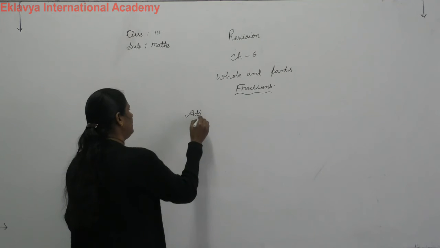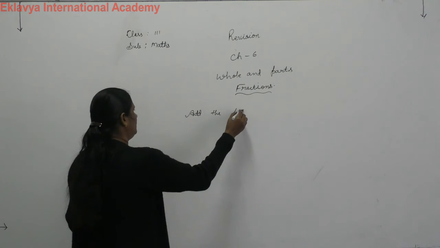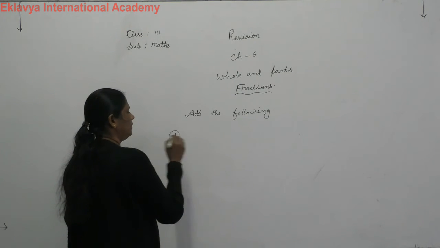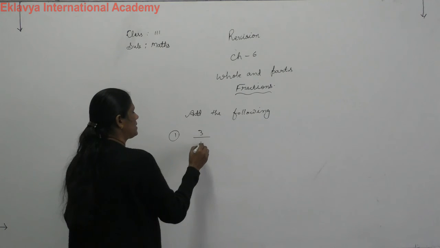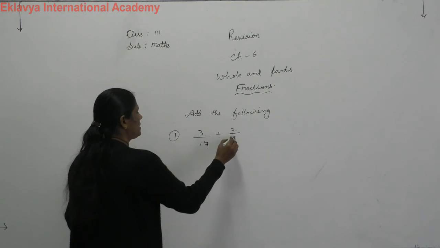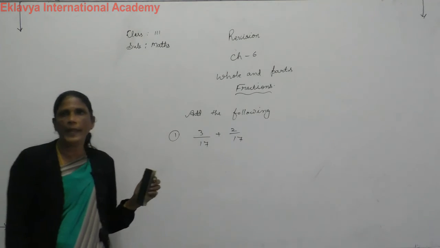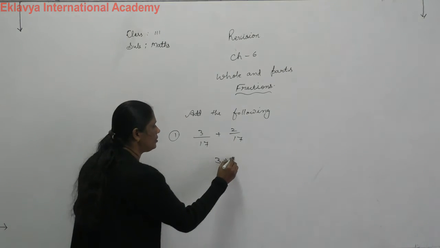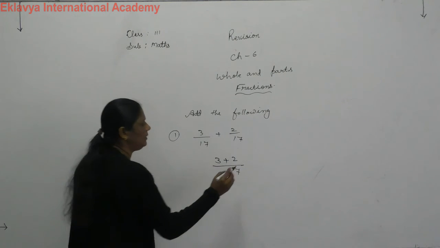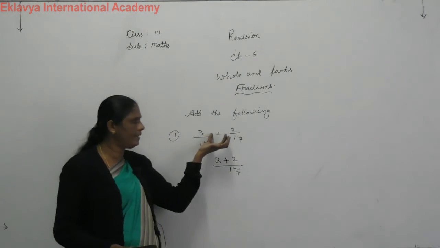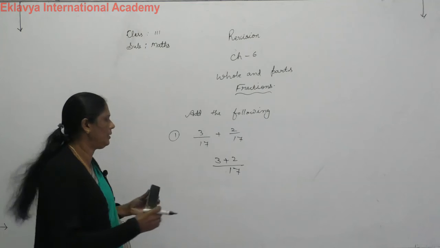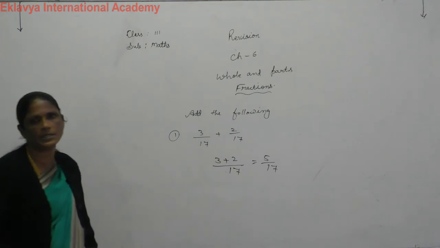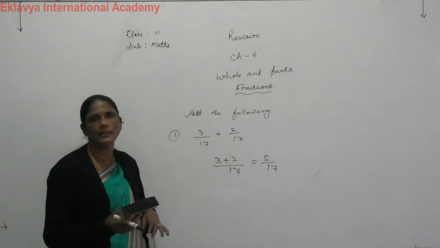Okay. Now how to add fractions? Add the following: 3 by 17 plus 2 by 17. First you add only the numerator and numerator: 3 plus 2 upon 17. That is 5 by 17. Understand how to add the following?